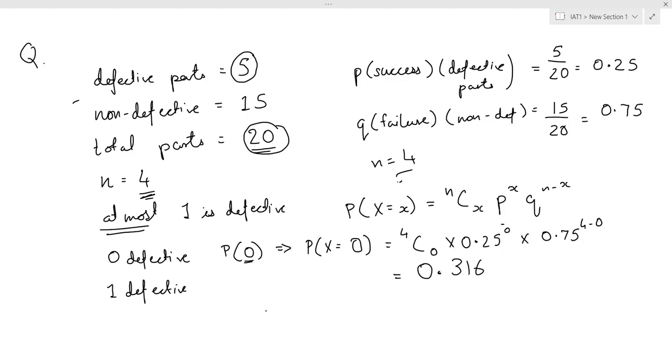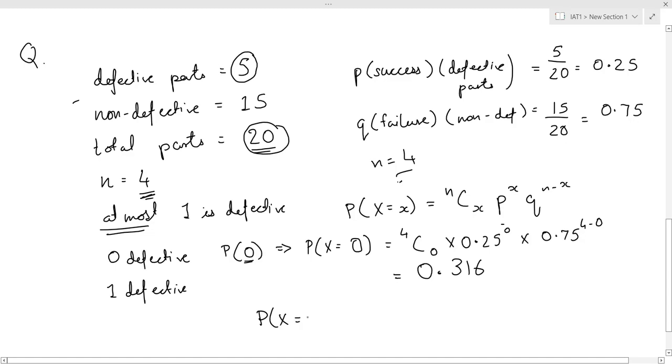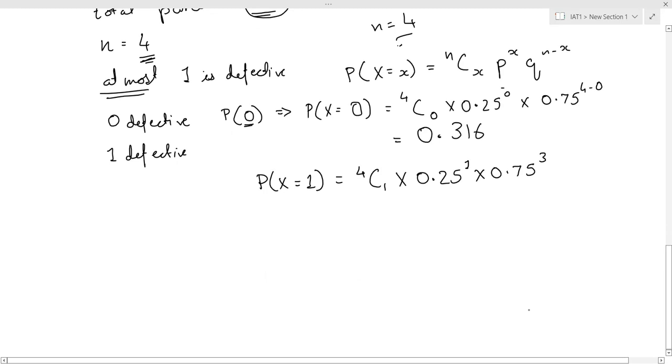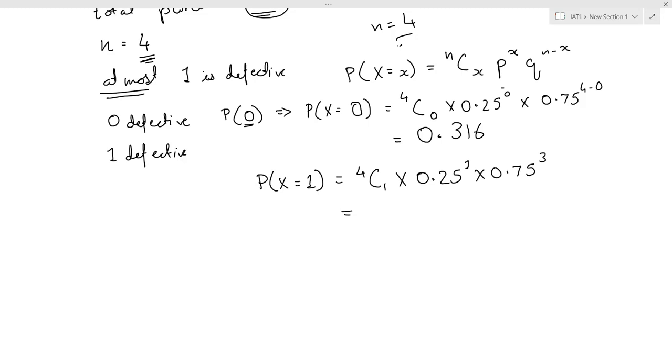0.316. Now similarly, what is the probability of getting one defective part? The probability of getting one defective part will be 4C1 into 0.25 raised to 1 into 0.75 raised to 4 minus 1. 4 minus 1 is what? 4 minus 1 is 3. So again we can put these values in the calculator, which is going to be 4 into 0.25 into 0.75 raised to 3, and it comes out to be 0.422.